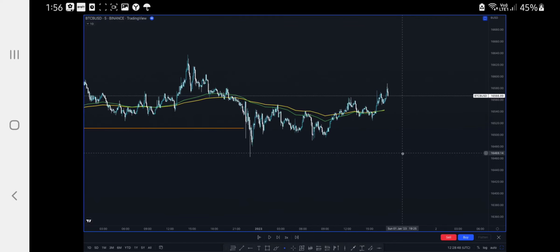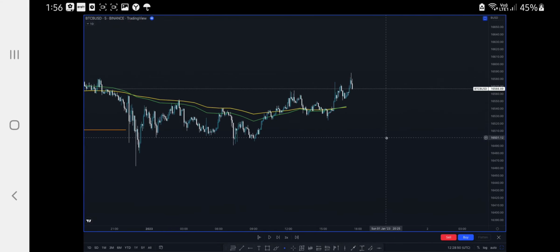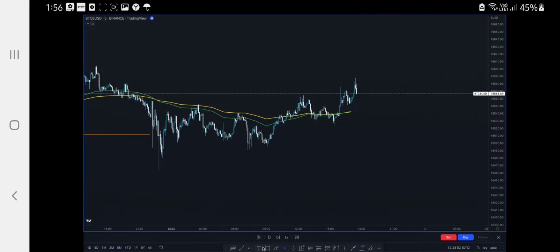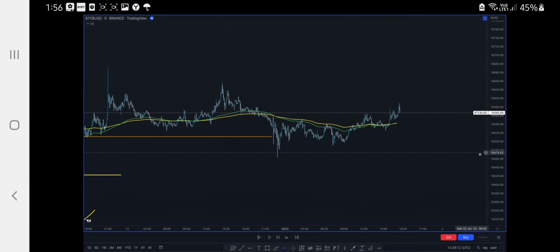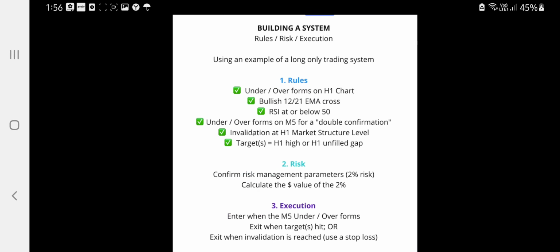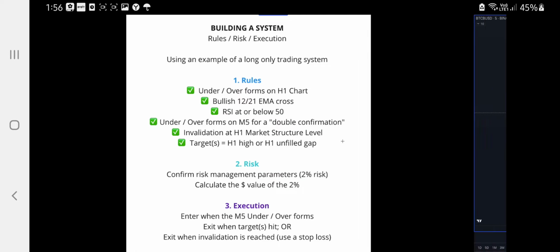All right. And so you can take your most recent under over. We know that we had an under over that formed here. You can also say that there's one here. This high broke down, we broke above it. The bands have crossed back to bullish, green above yellow, with multiple candle closes. And so now you can enter. And so we want to enter with invalidation at the H1 market structure level and targets as a H1 high or an unfilled gap.